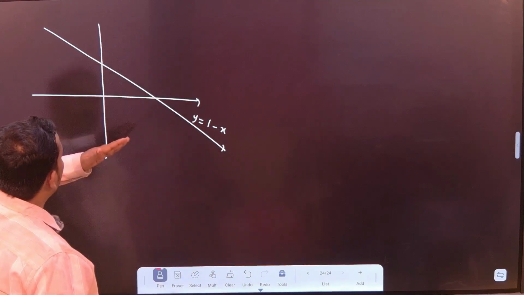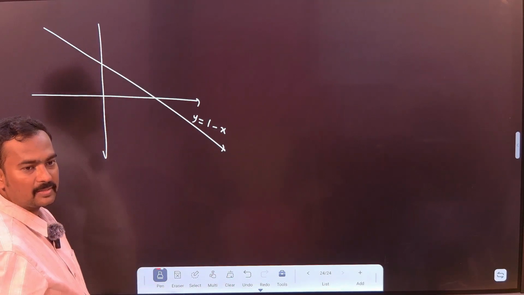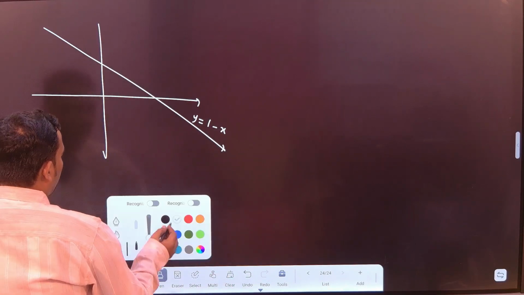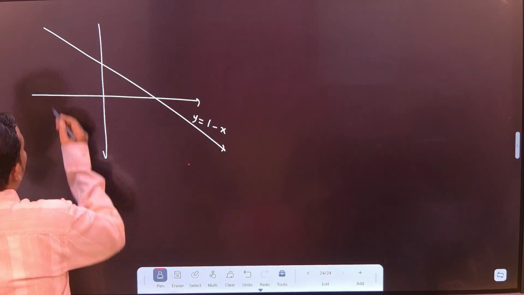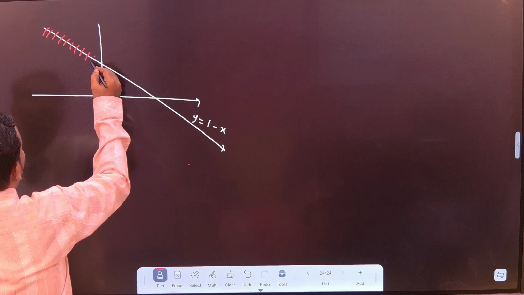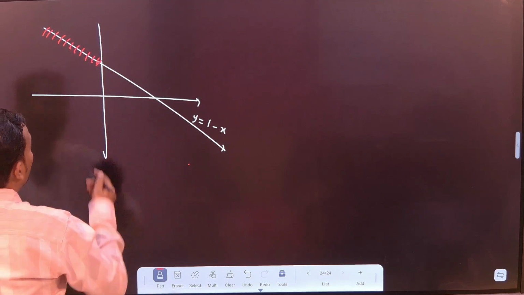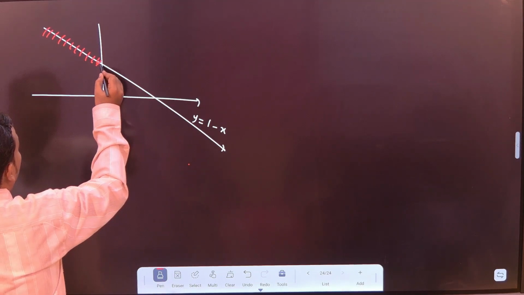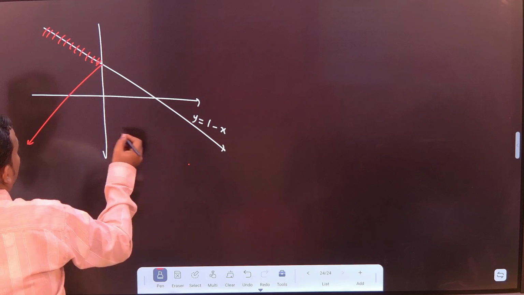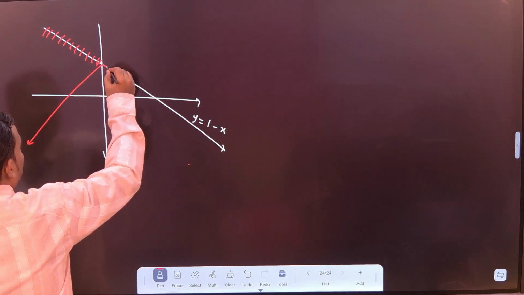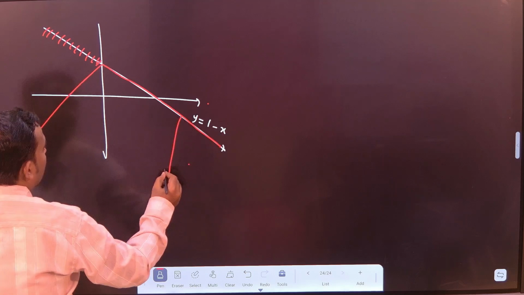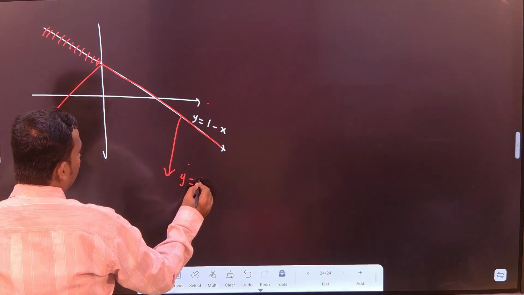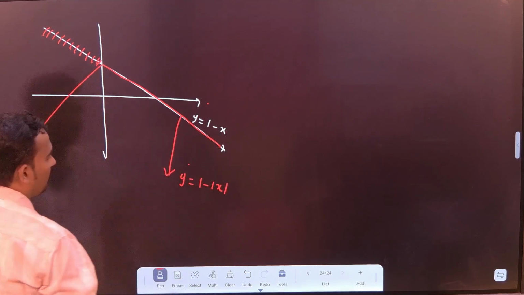So this is your graph of y is equal to 1 minus x, right? Now you can apply x by mod x. x by mod x means what? Whatever the negative x, less than 0, remove it. Whatever the right side portion is there, you have to take the image, right? This red color completely is what? y is equal to 1 minus mod x.